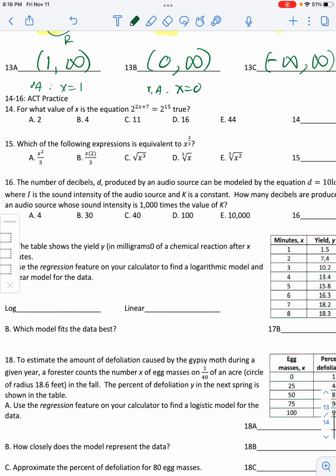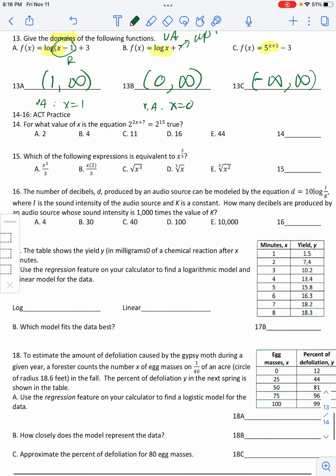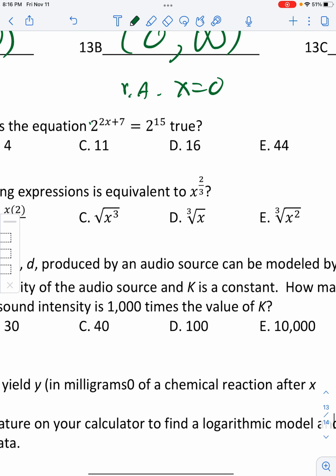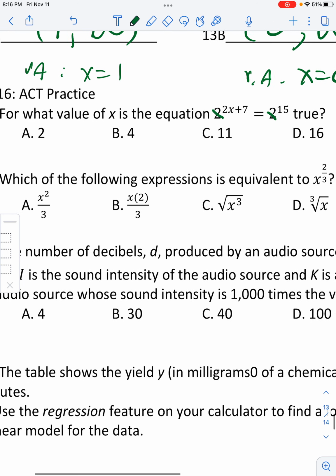All right, a multiple choice ACT type question. For what value of x is this equation true? Well, they have it set up where the bases are the same, and so I can just cancel that. And you are left with 2x plus 7 equals 15. So then 2x must be 8. So then x must be 4.